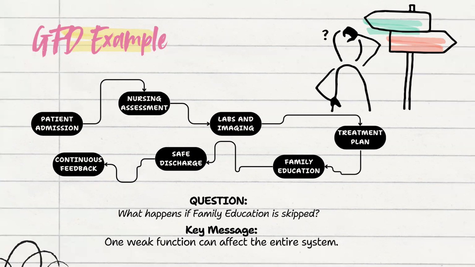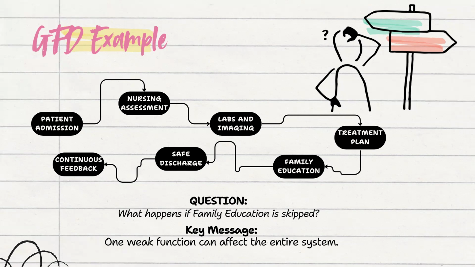Okay, so now let's ask ourselves a question. What do you think will happen if patient or family education in this diagram was removed or ineffective? What do you think could happen before the discharge? So from my side, I think there will be poor continuation of care in the home care. Of course, the patient will be readmitted soon. Also, there will be complications for the patient.